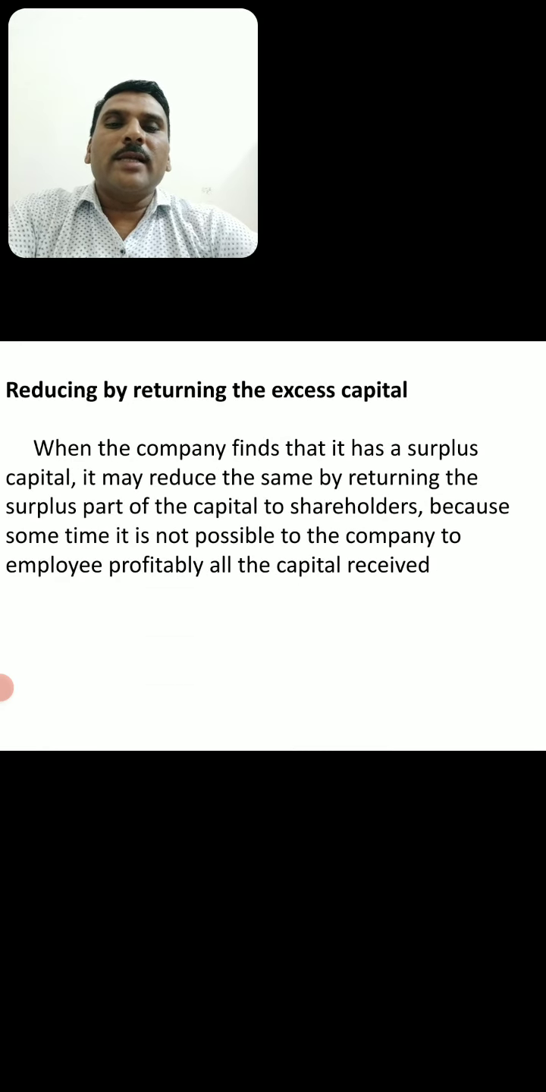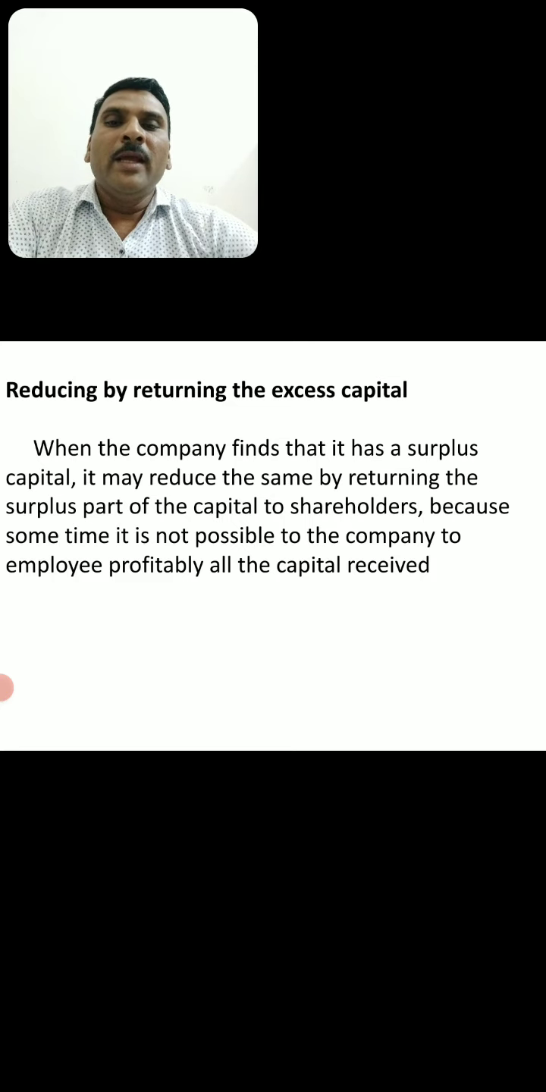Reducing by returning the excess capital. Here the capital can be reduced by returning the excess capital. When the company finds that it has a surplus capital, it may reduce the same by returning the surplus part of the capital to shareholders. Because of time, it is not possible for the company to employ profitably all the capital received.